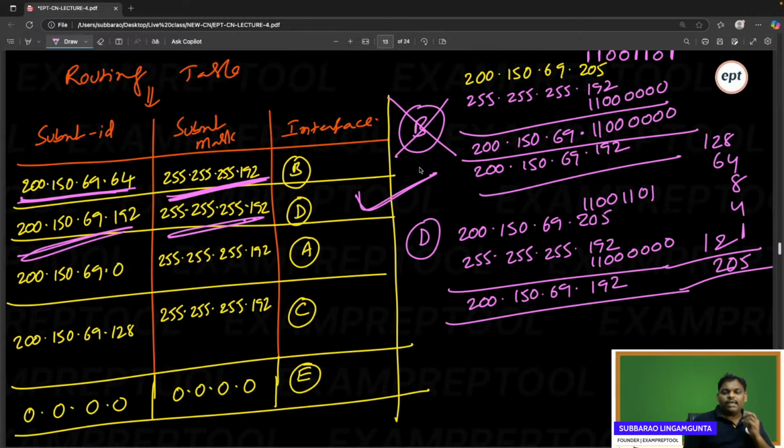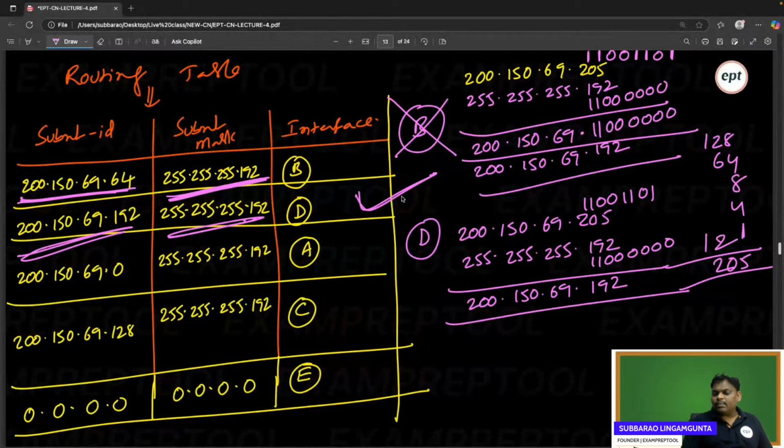D will be selected. Now I want answer from all of you. Can I check further or not required? So I think I verified B. I verified B fail. I verified D pass. Can I verify further or not required? Not required. Why? If more than one will match also, in the subnet mask more ones.